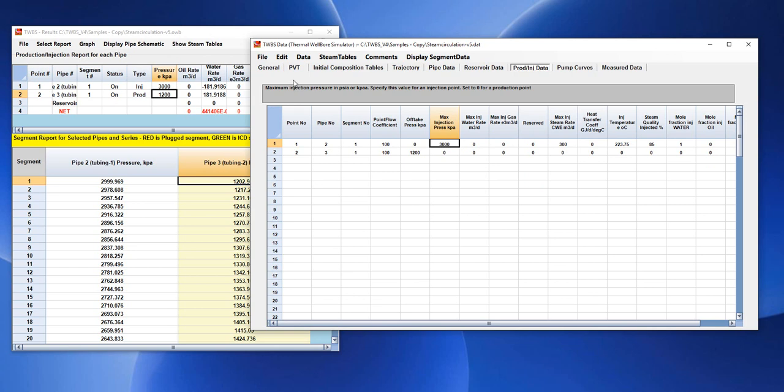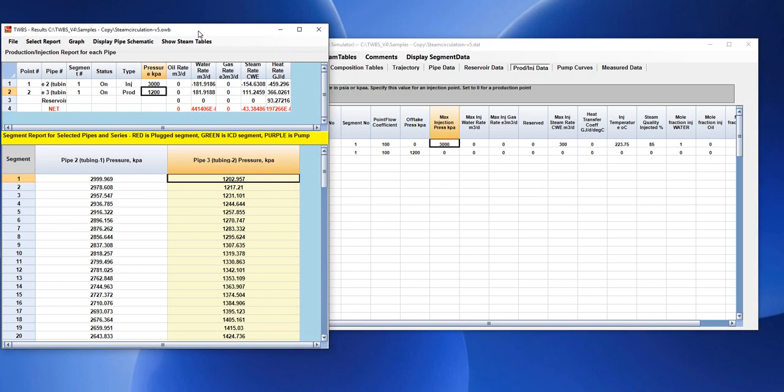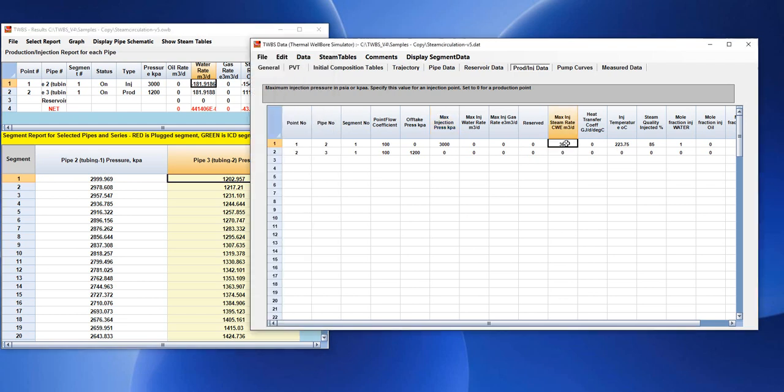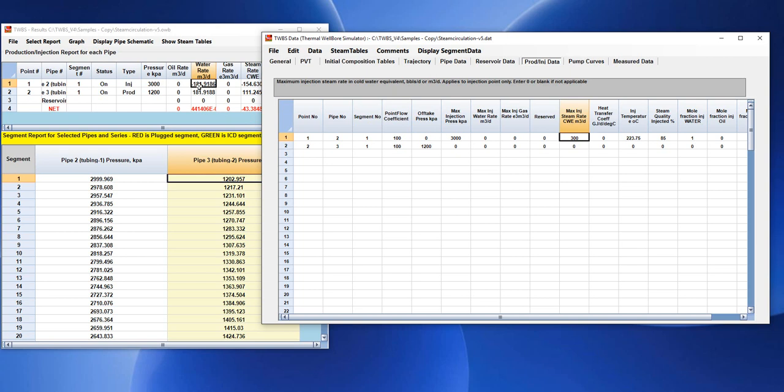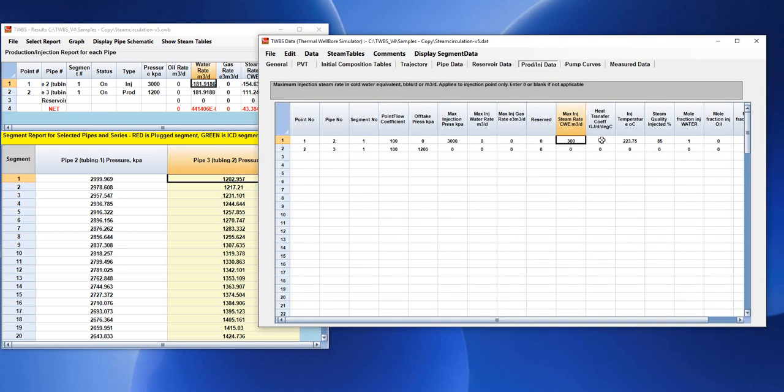If we look back at the results of this run, we can see that the program has met the injection pressure constraint of 3000, and the injection rate was 181 m³/day of cold water equivalent steam, though we have specified 300 m³/day of steam, cold water equivalent. So in this case, the program has prorated the maximum steam injection rate and met the maximum injection pressure. For the case of a heat injection well, it is also possible to specify a heat transfer coefficient, much like the point flow coefficient.